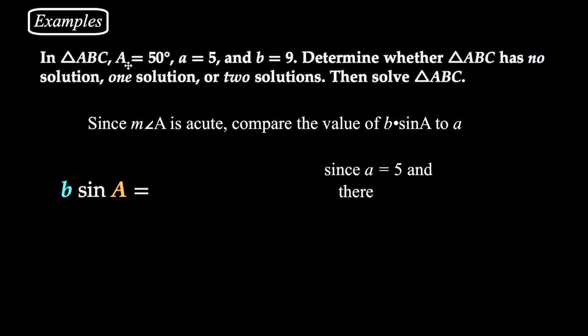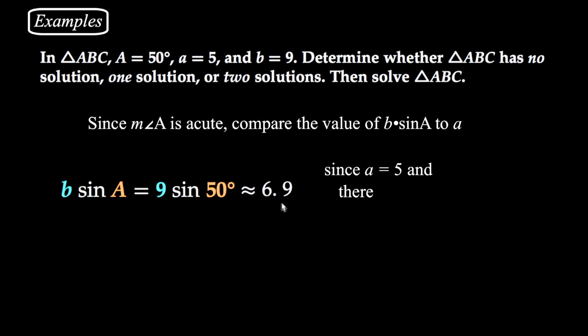Here's an example where A is acute. Angle A is 50 degrees, side a is 5, and side b is 9. Figure out how many solutions there are. Since A is an acute angle, we want to compare the value of a to that vertical height, b times the sine of A. Since a is 5, b sine A is 9 times the sine of 50, and that works out to be about 6.9.